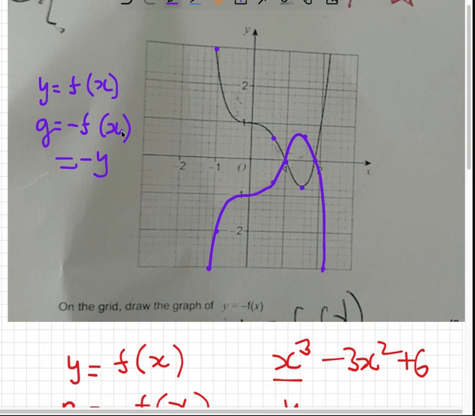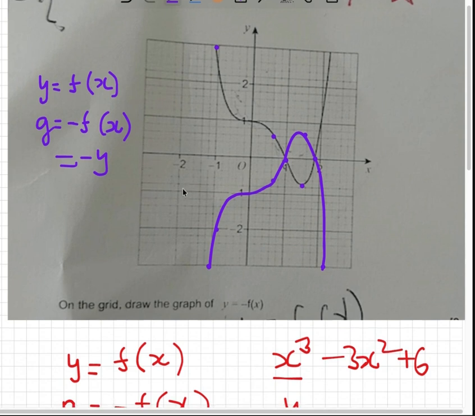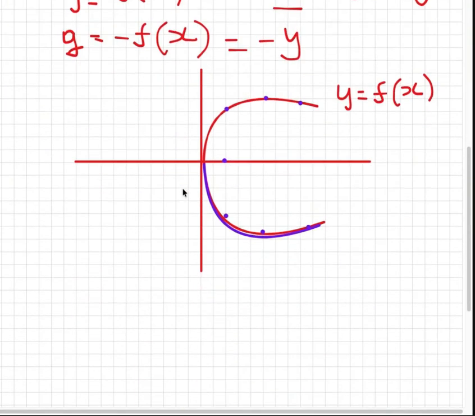So for the same value of x, every time I'm getting a negative value of y, which means it is a reflection on the x-axis. As simple as that. Yeah, so I'll top it up with some more knowledge here.